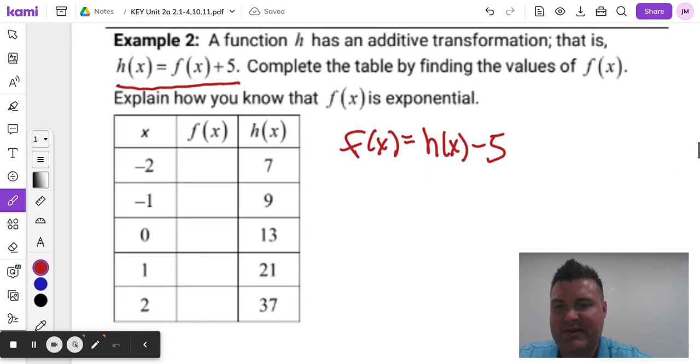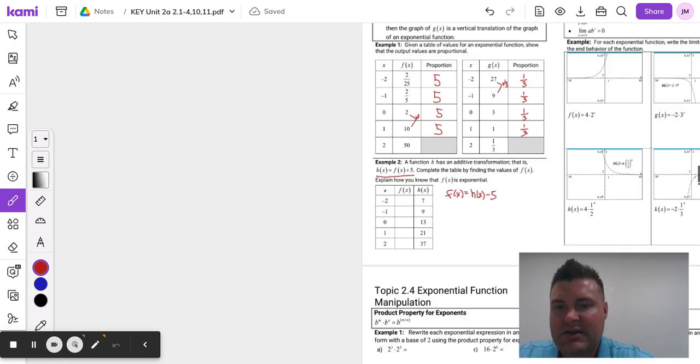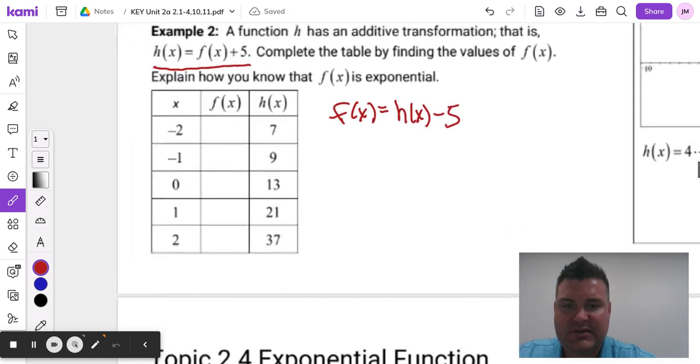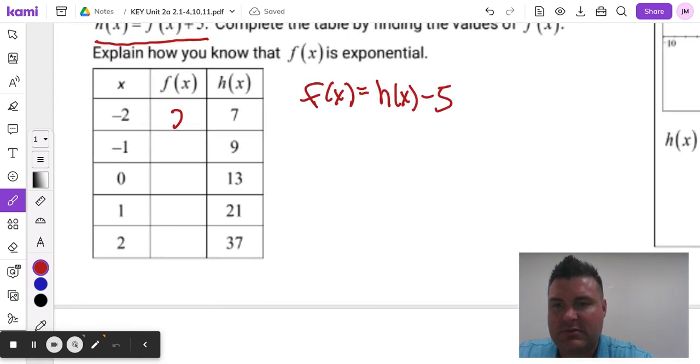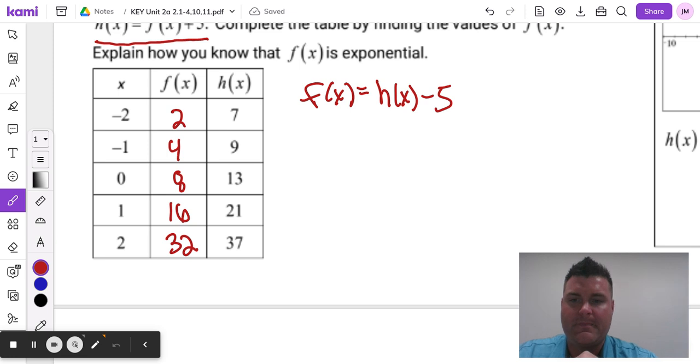So 7 minus 5 is going to be 2. 9 minus 5 is 4. 13 minus 5 is 8. 21 minus 5 is 16. And 37 minus 5 is 32.